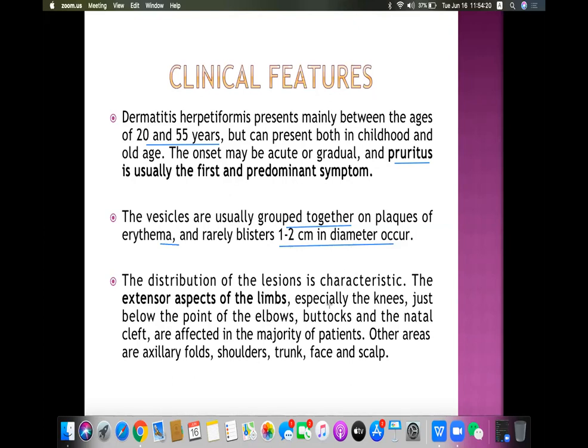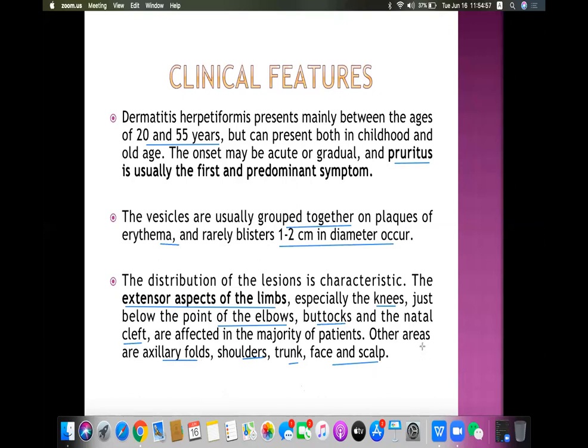Now, what is the distribution? The distribution is mainly on the extensor aspects of the limb, like knees, just below the elbow, or you can say back of the elbow, buttock area, and the natal cleft as well. In other patients, the axillary fold, shoulders, trunk, face, and scalp can be involved. But the more important ones are the extensor aspects of the limb, as well as the body.